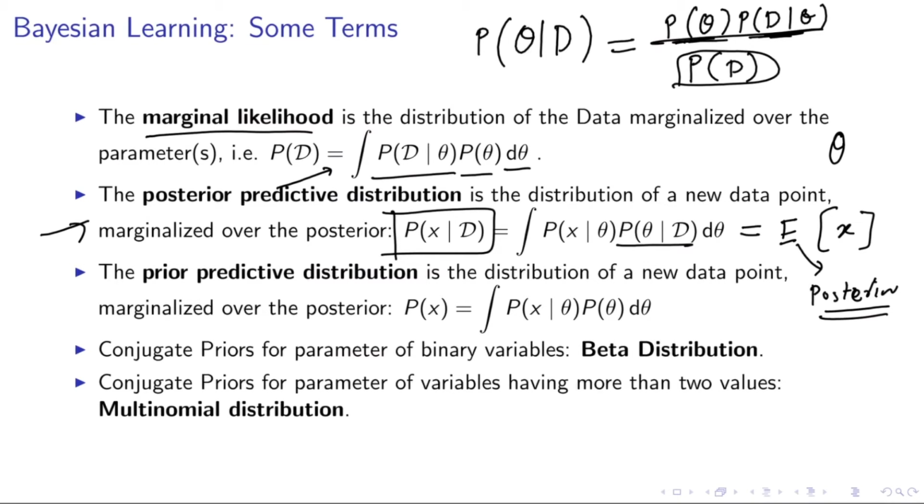The prior predictive distribution is the distribution of the new data point when you have no data set available. When you have no data set available, all you have at your disposal is your prior, and so the way you're going to generate new data is by just sampling the prior. So the prior predictive distribution is the expected value of x again, with respect to the prior.